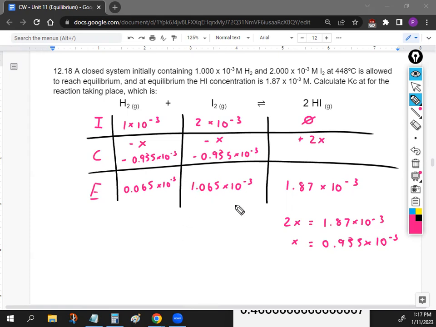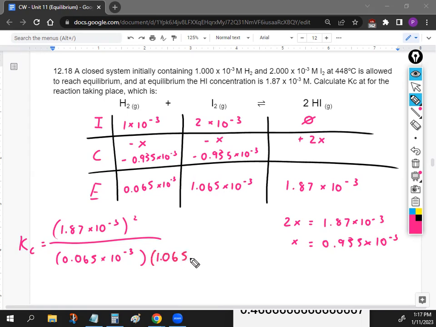You've detoxed. Okay, so we're going to do the Kc now. The Kc is going to be equal to the equilibrium concentration of the product, 1.87 times 10 to the negative 3, and we're going to square it, divided by 0.065 times 10 to the negative 3. And again, if you have it in a different exponent, your number is going to be slightly different. As long as we're in the same ballpark, we should be fine though.